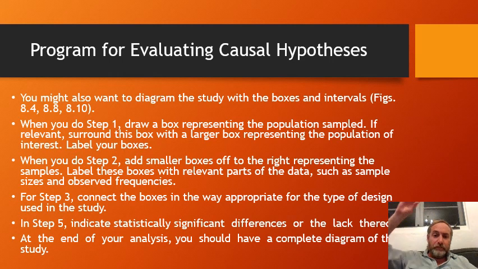When you do step 2, add smaller boxes off to the right, representing the samples. You can label those boxes with the data: the relative frequencies, sample sizes, and stuff like that. Step 3, connect the boxes and label the sort of design that's being used in the study. Step 5, you've got the boxes, now you can draw out the intervals and do your calculations. It's helpful to think with your hand on paper, and to get it all out there. Trying to do it all in your head can be rough, even with relatively simple calculations. So, not required, but you may find it useful.